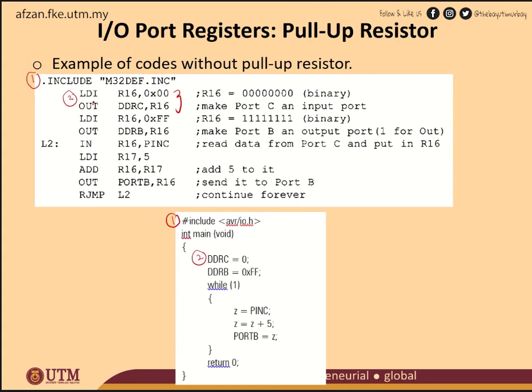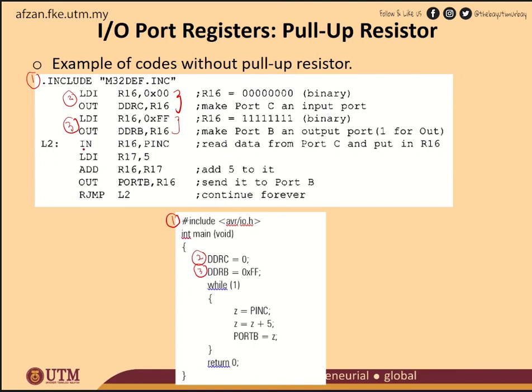This represents these two lines of instruction here. DDRC equal to 0. Okay, and then LDI R16, comma 0xFF, out DDRB, R16. So what happened here? This one here, you want to make your port B as an output port. Okay, so this is number 3. Similar to this one, this is your number 3.